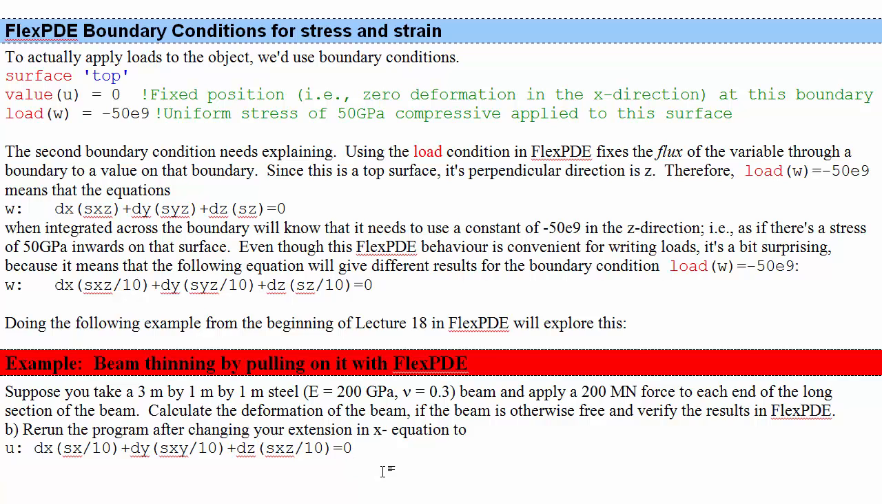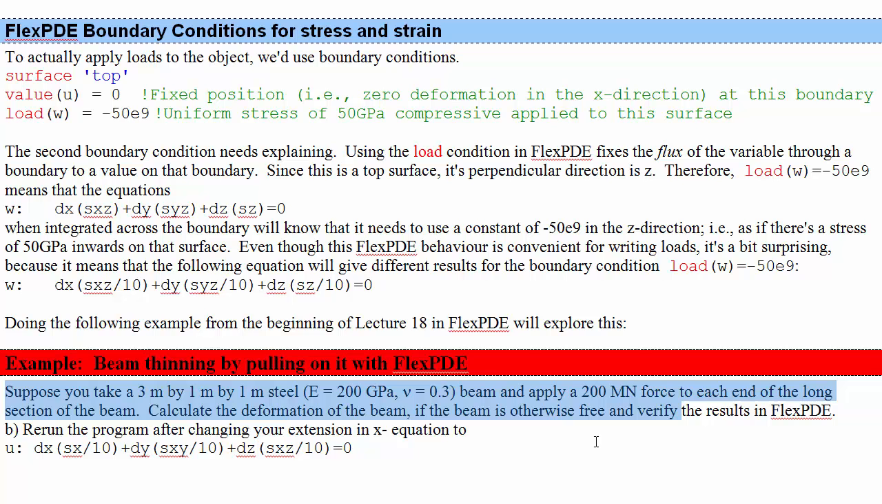Example: beam thinning by pulling on it in FlexPDE. Suppose you take a 3 meter by 1 meter by 1 meter steel beam and apply a 200 meganewton force to each end on the long section of the beam. Calculate the deformation of the beam if the beam is otherwise free, and verify the results in FlexPDE. This is the exact same example as one of the ones that we did in lecture 18. You can redo the calculation for a little bit of review, or you can just go look up the answers if it's too trivial for you at this point.